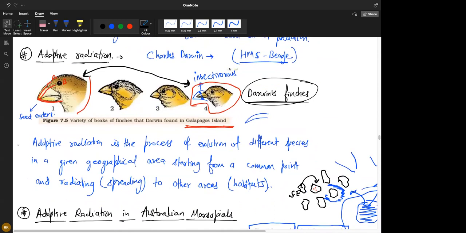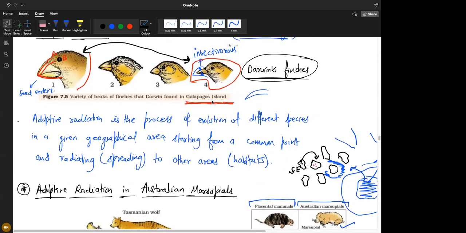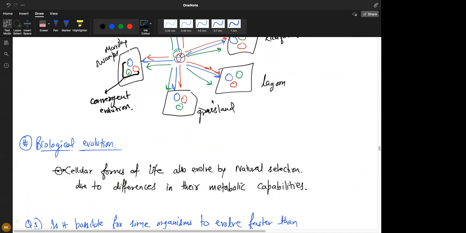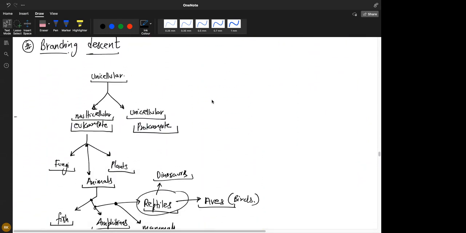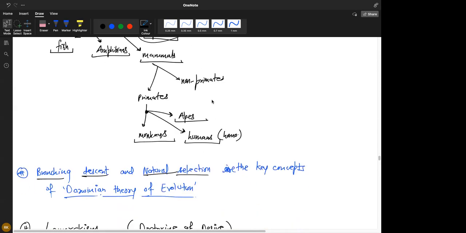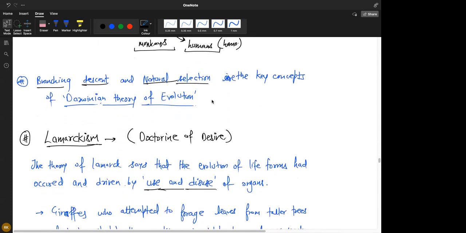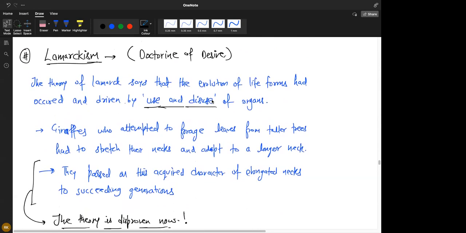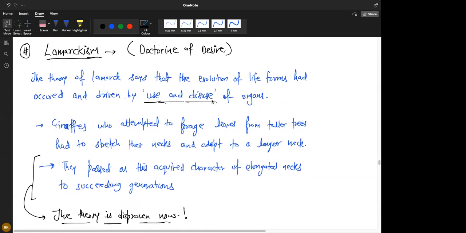Adaptive radiation is clear to all of you? I think this we did, right? The first thing. It's an important topic. Branching descent is clear. Okay, Lamarckism, is it clear to all of you? And also why it was discarded as a theory?